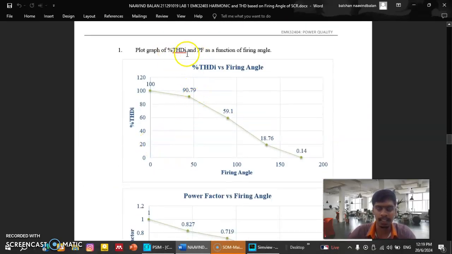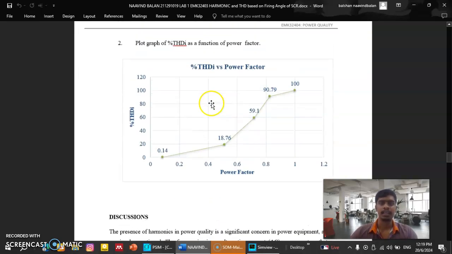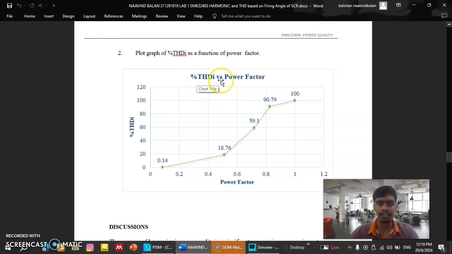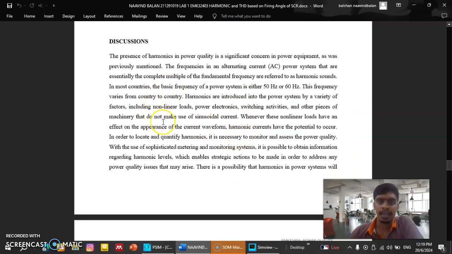The waveforms are already shown for the THD and the firing angle, and the power factor and firing angle. At the same time, I already completed the THD and power factor graphs. So from here, harmonics in power quality are a significant concern for power equipment. The frequencies in an alternating current power system that are multiples of the fundamental frequency are referred to as harmonics. The basic frequency of the power system is either 50 Hz or 60 Hz, but I already used 50 Hz above.